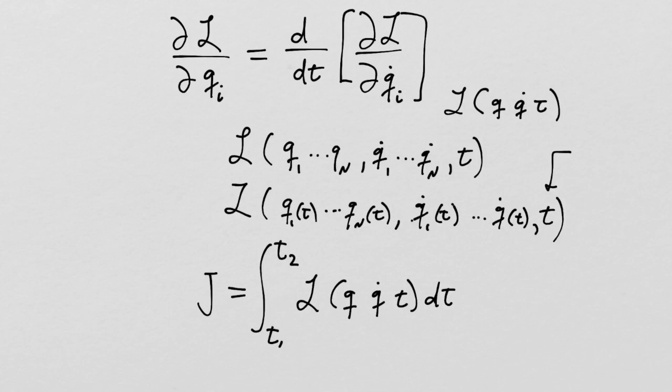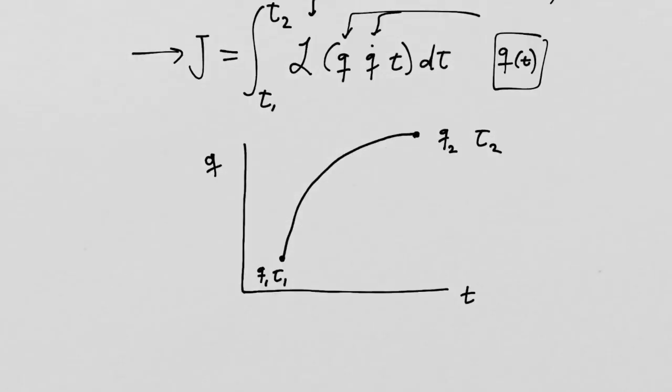Now, what are we talking about with the path? Well, the path, of course, is q of t. That's what we want. We want to know q of t because that's the path. So we're looking for the path that, when inserted into the Lagrangian through q and q dot, gives you a stationary value of J, which means a small adjustment of the path will not change J, at least to first order.